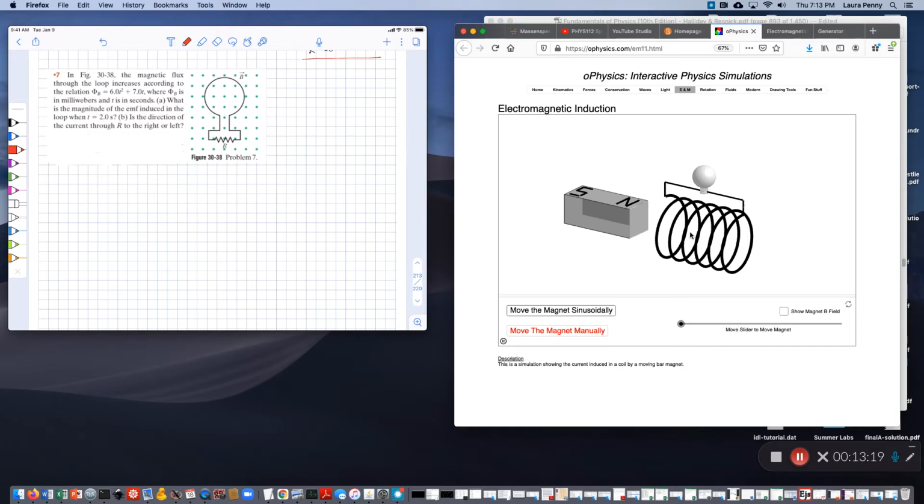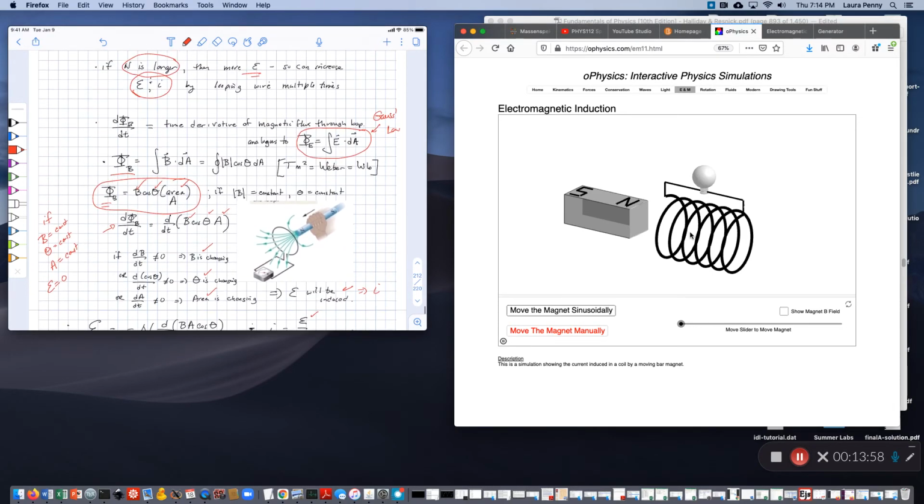So here I have a loop. I have this circular loop, mostly, and it's connected down here with a resistor, and it's in a region where the magnetic field is coming out, right? There's a magnetic field out in this region. That's what the little dots are telling me. And it tells me that there's an equation for the magnetic flux, which is 6t squared plus 7t.